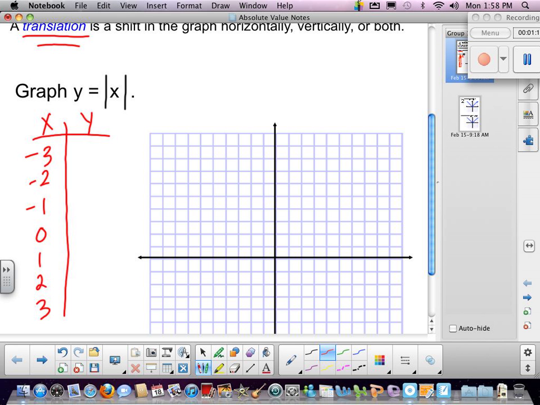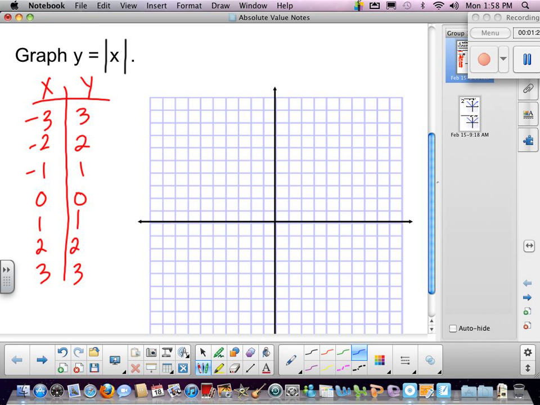So when we substitute in -3, we get 3. -2, we get 2. -1 in, we get 1. 0, we get 0. Substitute 1 into the equation, we get 1, 2, and 3. Okay. We go ahead and graph those on our graph. We start out with -3, 3, -2, 2, -1, 1, 0, 0. Then we go back to 1, 1, 2, 2, and 3, 3.